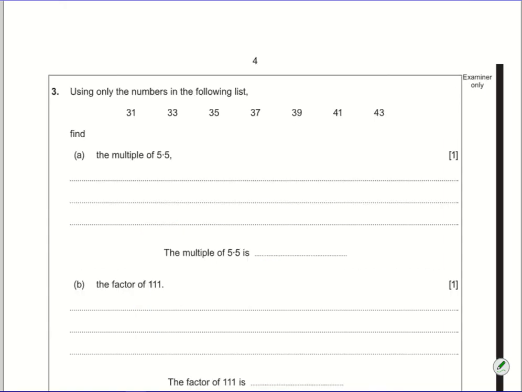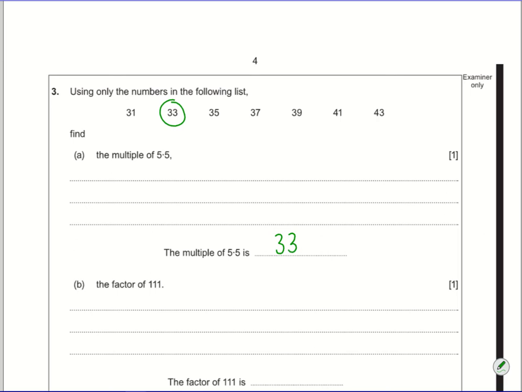On to the next page then. We are looking for a multiple of 5.5, so that's something in the 5.5 times table. Well, 5.5 and 5.5 is 11, so you're looking for something in the 11 times table possibly. So that'll be 33, that's 6 lots of 5.5.